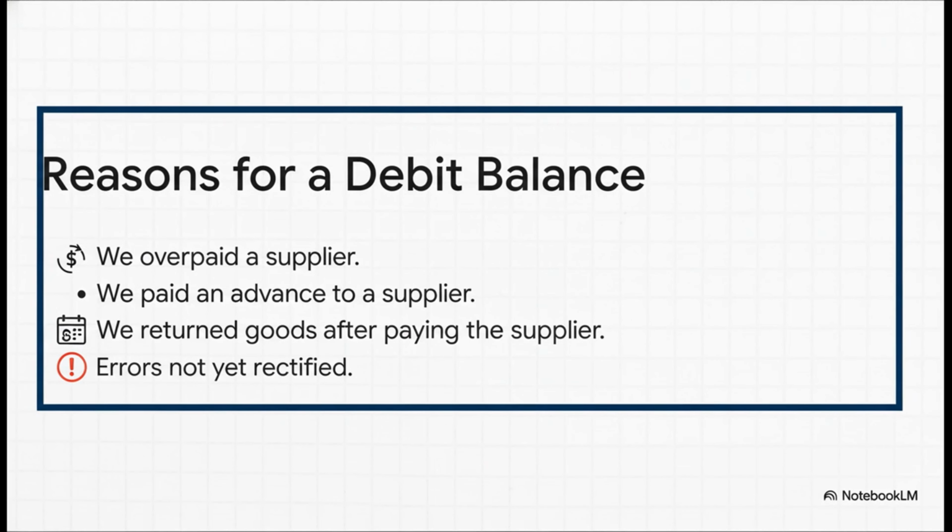And yep, you guessed it, this account can have an abnormal balance too. If you get a debit balance here, it means a supplier owes us money. How? Well, maybe we overpaid them, or we paid a deposit for an order. It's the same logic as before, just from the other side of the transaction.